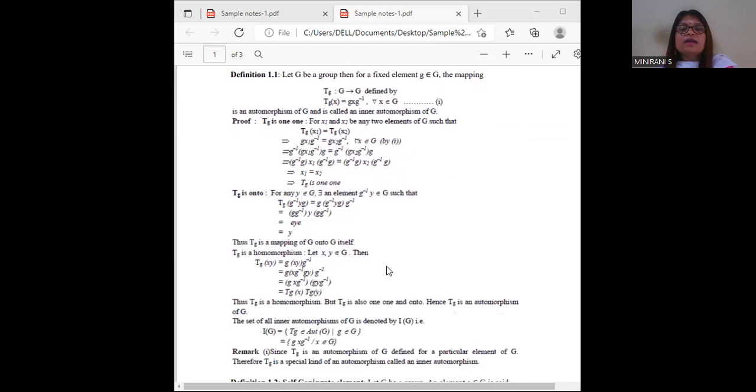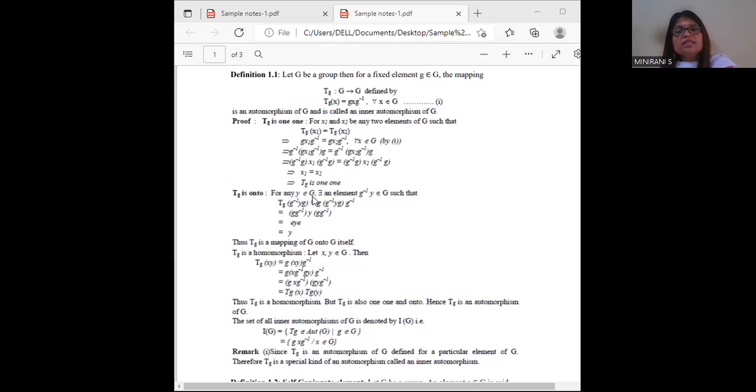Now we have to prove that the function is onto or surjective. For that, we have to prove that the range is equal to the codomain. So we take any random element in the codomain and prove that there exists a pre-image in G for that element. So now let us choose an element y in G. Here the domain and codomain is the set G itself. We are discussing automorphism here.